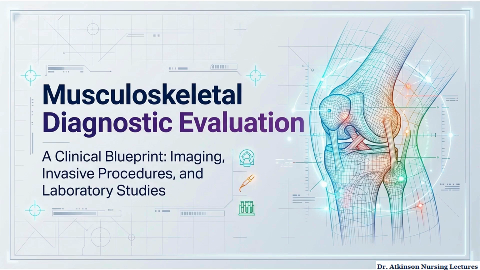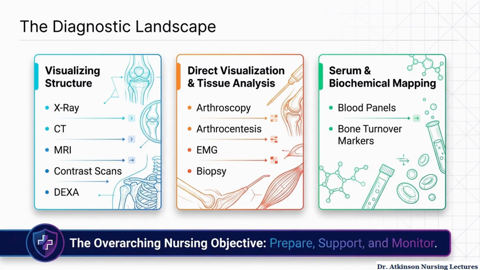Musculoskeletal diagnostic evaluation includes imaging, invasive procedures, and laboratory tests used to confirm what the assessment suggests. Musculoskeletal diagnostics fall into three categories. Structural imaging includes X-ray, CT, MRI, contrast studies, and DEXA scans. Direct visualization and tissue analysis includes arthroscopy, arthrocentesis, EMG, and biopsy. Serum and biochemical testing includes blood studies and bone turnover markers.